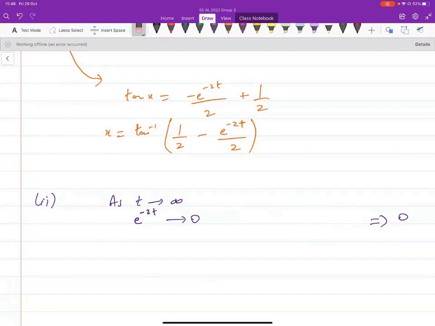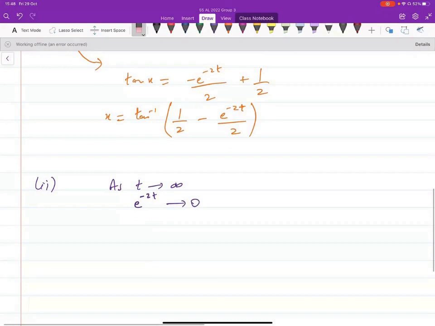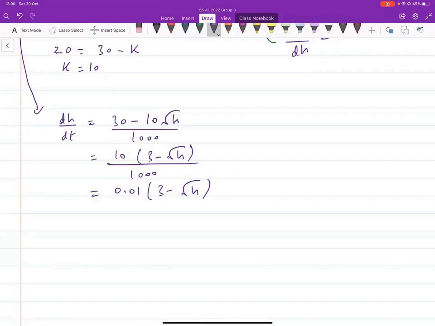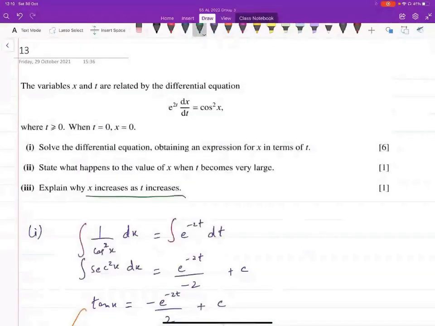So this is what we say. As t becomes extremely large, e raised to power minus 2t जो है वो 0 हो जाता है. What are we left with? We are left with x equals tan inverse of 1 over 2. बाकी तो 0 हो गया ना? Tan inverse of 1 over 2. That's what happens to the value of x. This is the form that we had to make there. X increases as t increases.